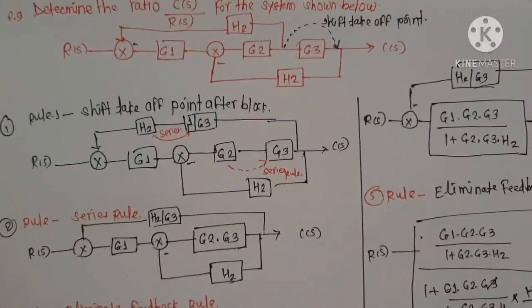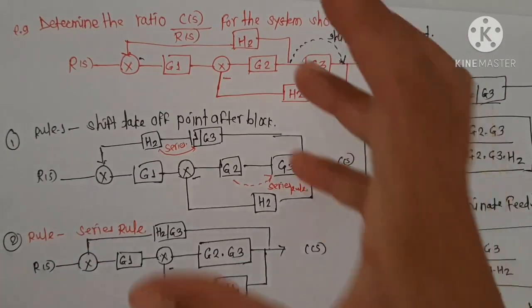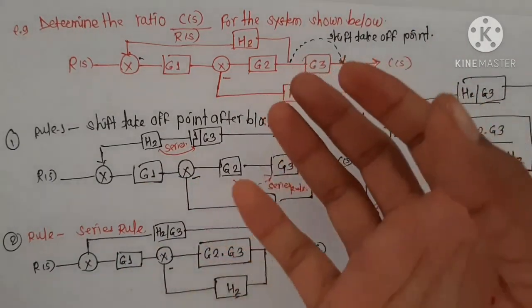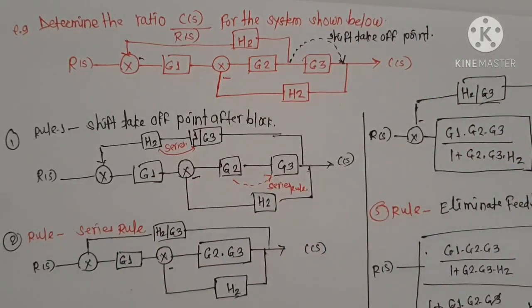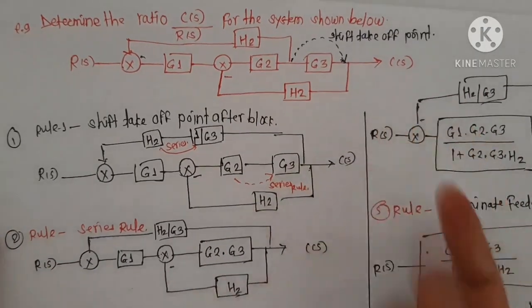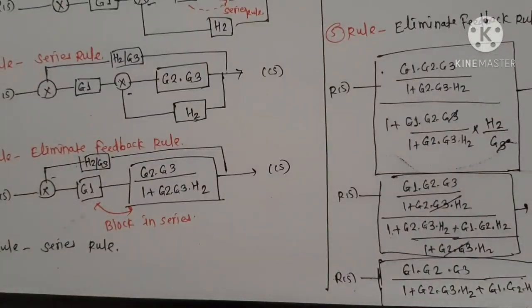So it is very simple to find the transfer function by using block reduction rules. We simply have to apply the rules. After applying the first rule, the block diagram gets simplified automatically and we can easily apply the next rule. If you practice more on this example, you can easily master this topic.